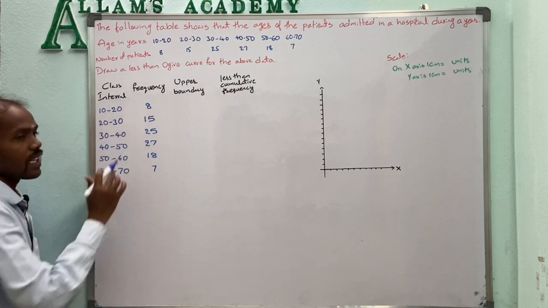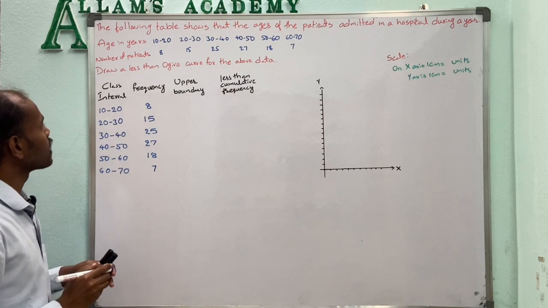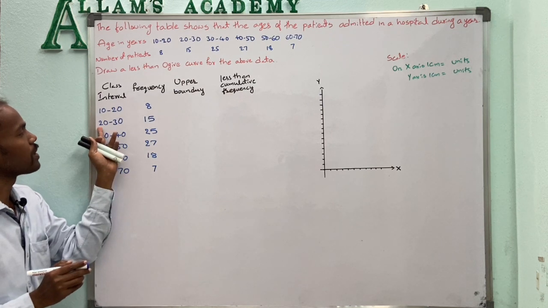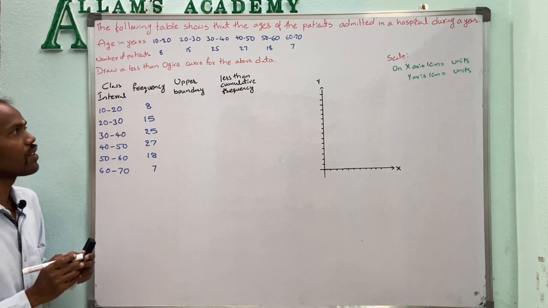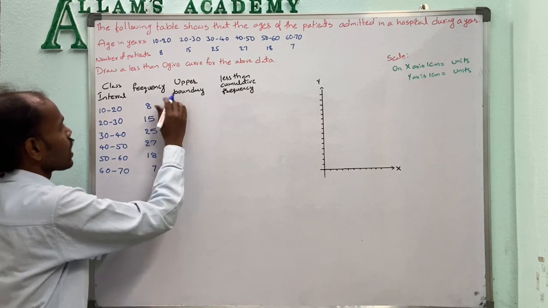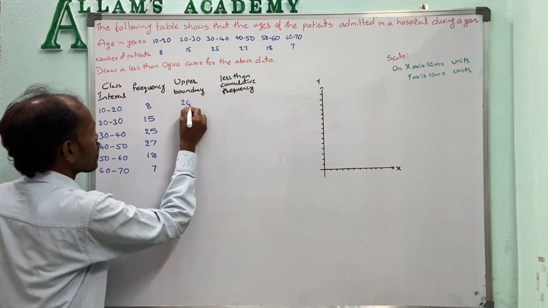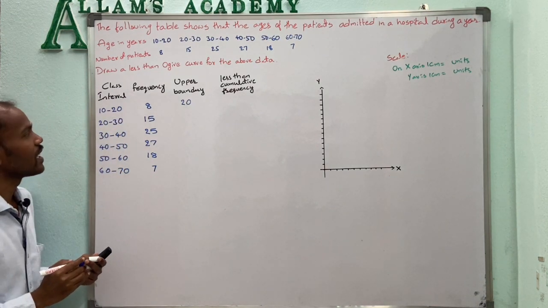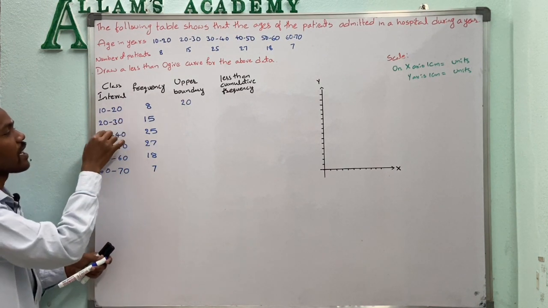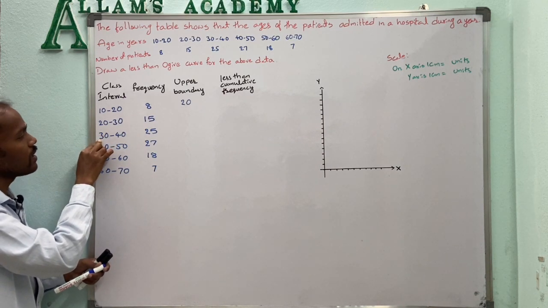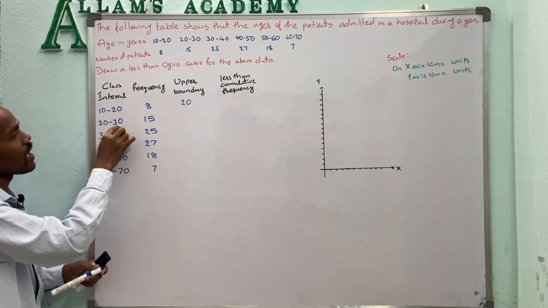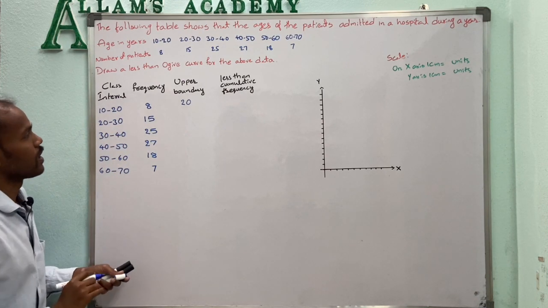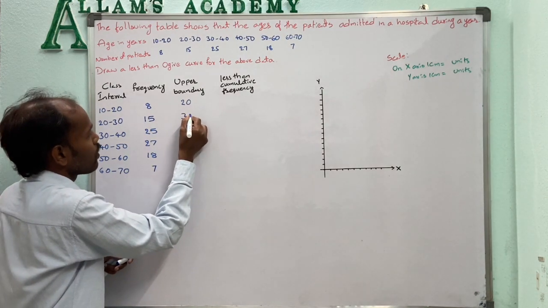So for 10 to 20, the class interval's upper limit is 20 and for 20 to 30, the next class interval's lower limit is 20. The average of 20 and 20 is nothing but 20. So that will be taken as the upper boundary, 20. Next, for the class interval 20 to 30, the upper limit is 30 and the next class interval's lower limit is 30. Both average is nothing but 30. So the upper boundary is 30.